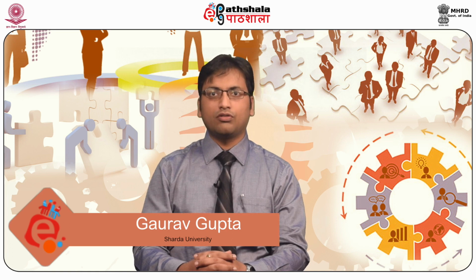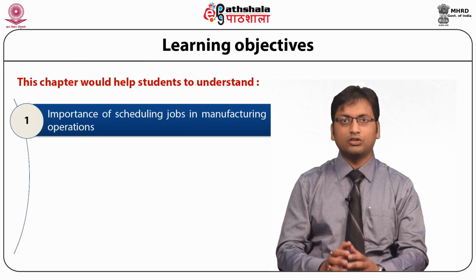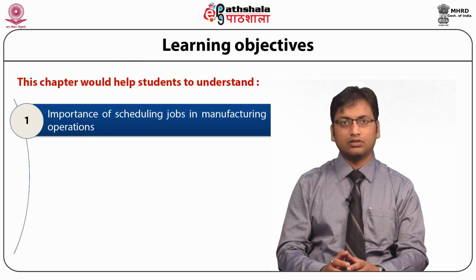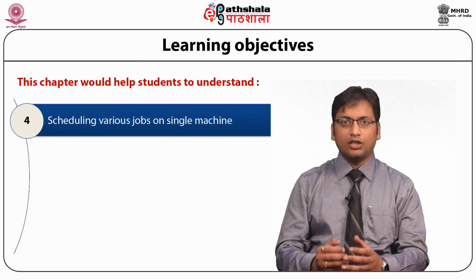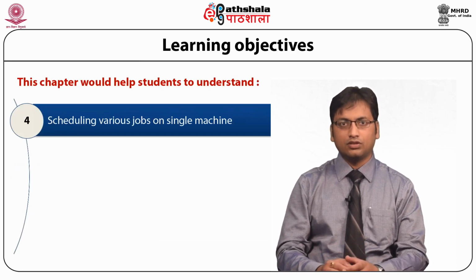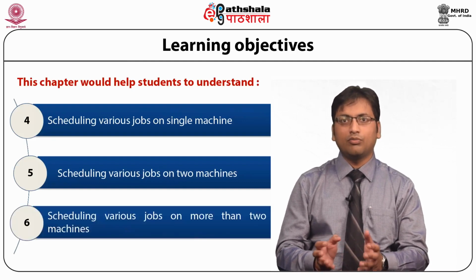Today we are going to talk on module scheduling, importance and methods in manufacturing from paper operations management. This chapter would help students to understand importance of scheduling jobs in manufacturing operations, different cases of scheduling, priority criteria of scheduling, scheduling various jobs on single machine, scheduling various jobs on two machines, scheduling various jobs on more than two machines. Scheduling refers to assigning sequence of jobs to various machines involved in manufacturing process.